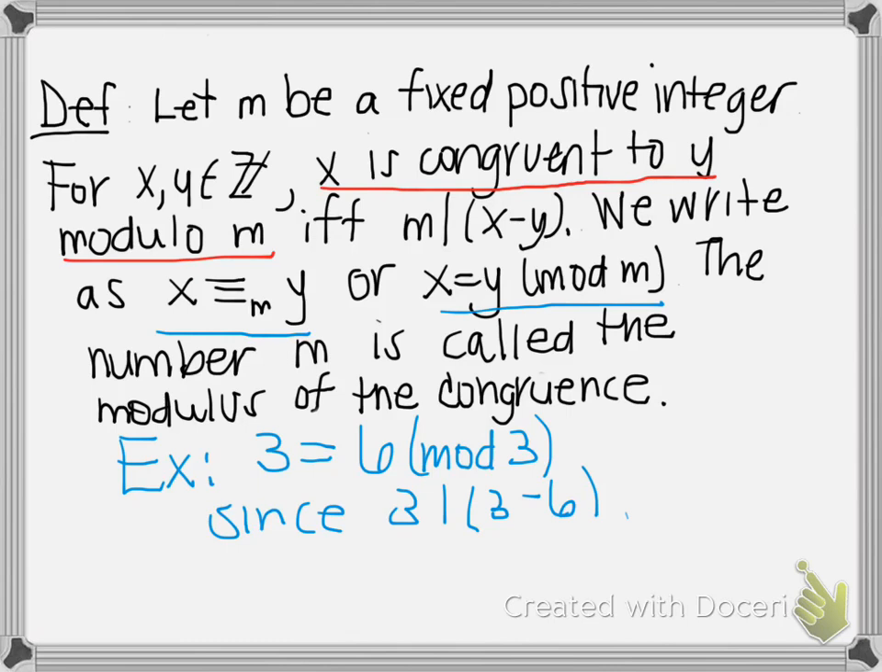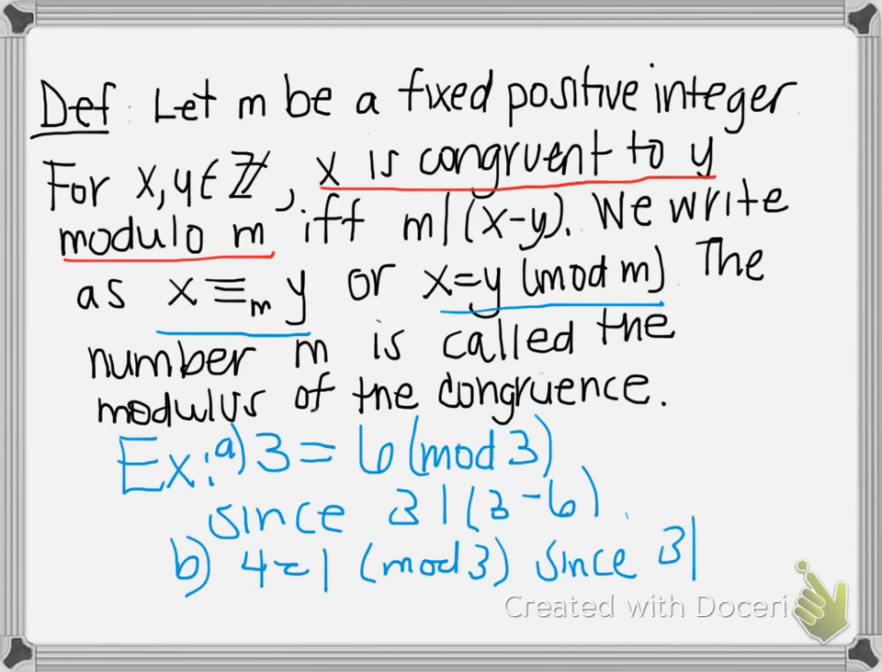So for example here, I have 3 ≡ 6 mod 3, since 3 divides 3 minus 6, and 3 minus 6 we know is negative 3. And also, we can say that 4 ≡ 1 mod 3, since 3 divides 4 minus 1. Okay, so that's the definition of x ≡ y mod m.